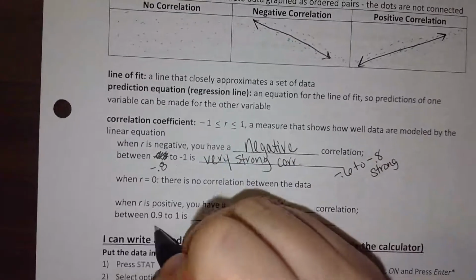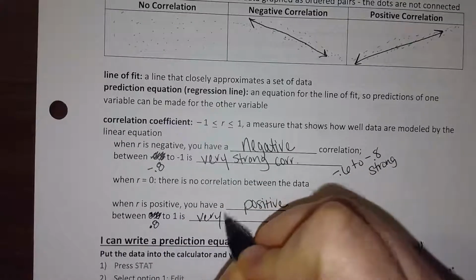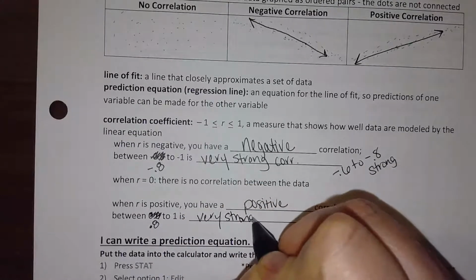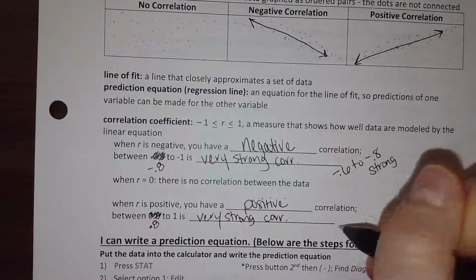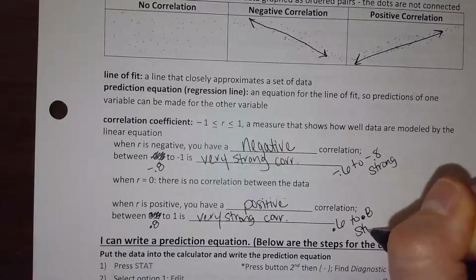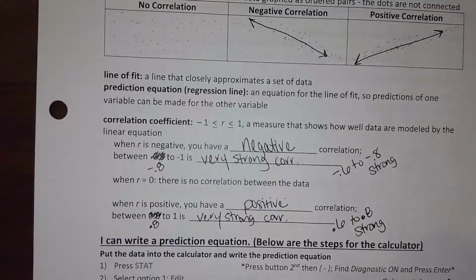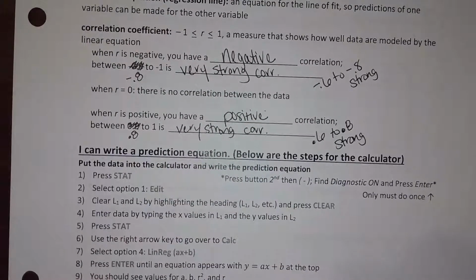And once again, 0.8 to 1 is a very strong positive correlation. And 0.6 to 0.8 is a strong correlation. Now, with this, we're going to be doing this on our calculator. So, whoops, bye pen. The way that we're going to be doing this is we are going to be writing a prediction equation.